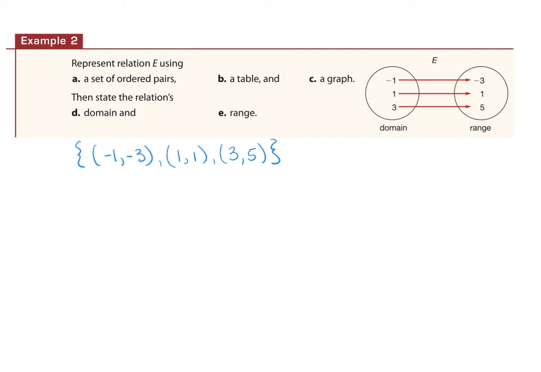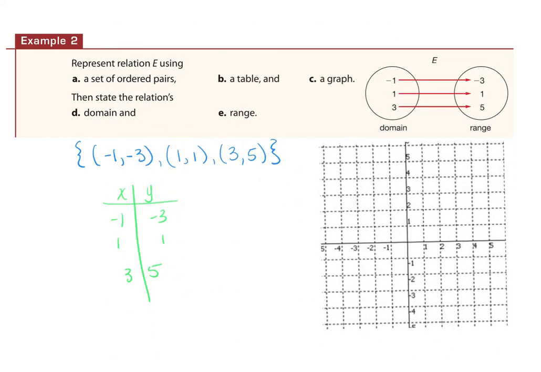If I wanted to do a table, I would simply do an XY table, and I would list my X's and the Y's that correspond to it. If I wanted to do a graph, I would do a coordinate plane. And I would put those points on there. So I would say -1, -3, +1, 1, +3, +5. All right.